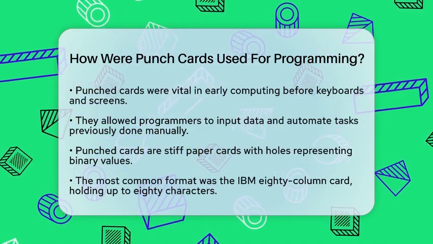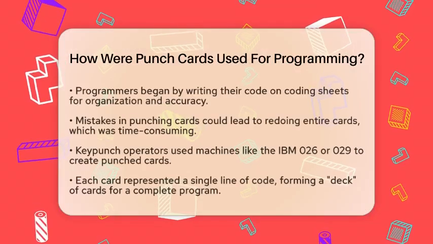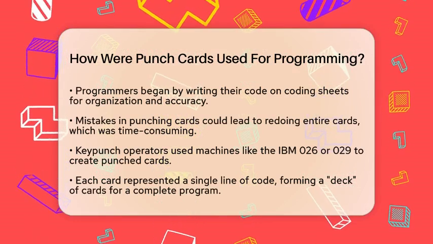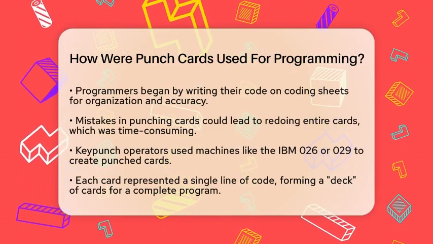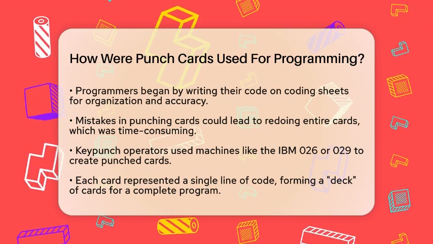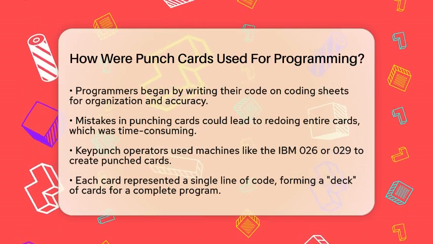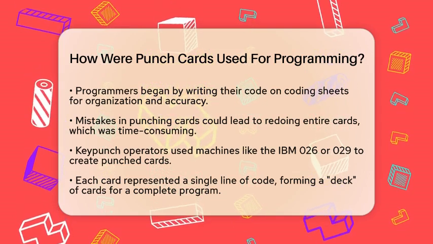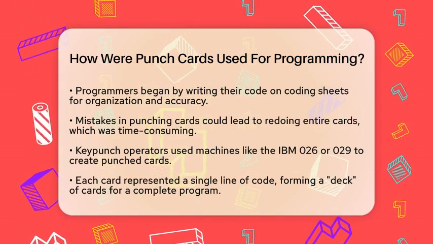The programming process began with writing the program. Programmers would draft their code on coding sheets. This step was important to organize their thoughts and ensure accuracy before transferring the code to punched cards. Any mistake in punching the cards could mean redoing an entire card, which was time-consuming.